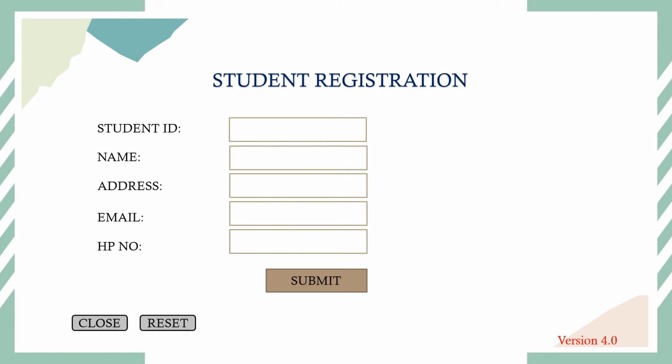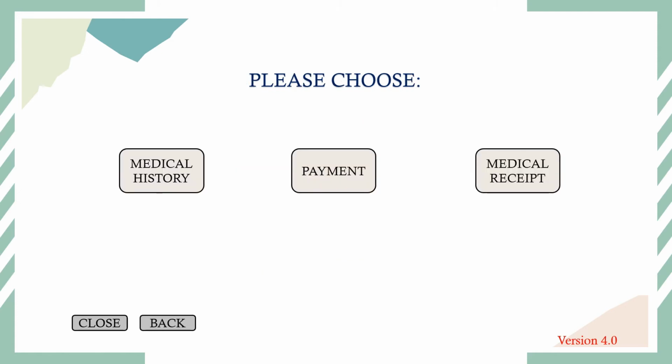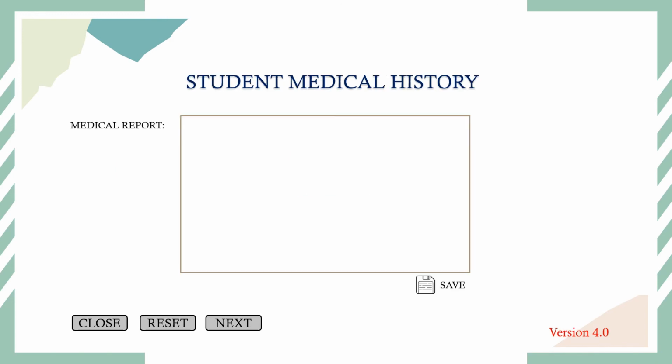Next, after the submission, the screen will show three types, which are medical history, payment, and medical receipt. Medical history shows the history, for payment you can choose which type of payment you want to use, and medical receipt will show receipts or bills. As you can see, if you click the medical history, it will show the student medical history and you can edit and save it.